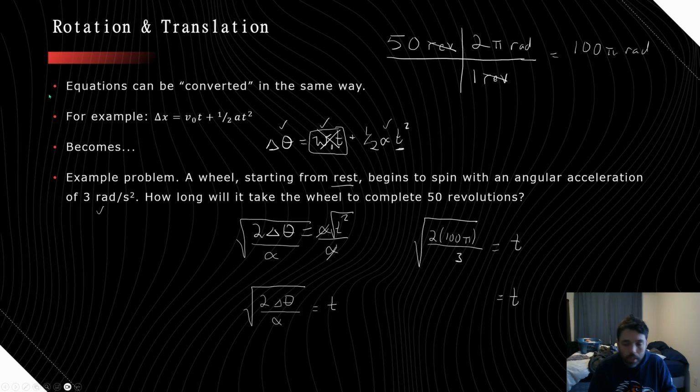Anyway, so take our calculator and try to practice on your own at home: take the square root of 200 pi divided by 3. And I'm getting about 14.5 seconds, roughly 14.5 seconds. And that's how long it's going to take me to do that if I accelerate at that rate. All right, cool. So there we go. That's one example.